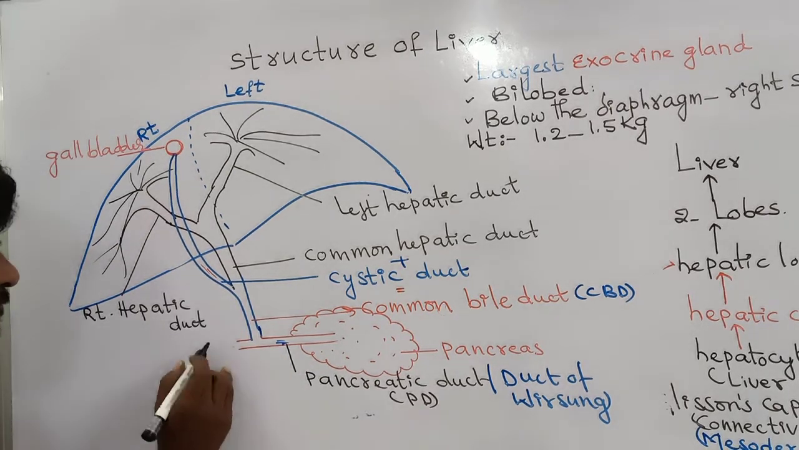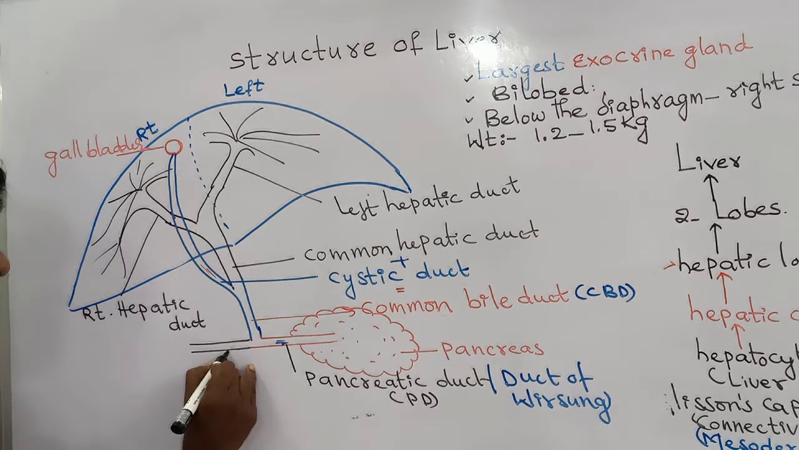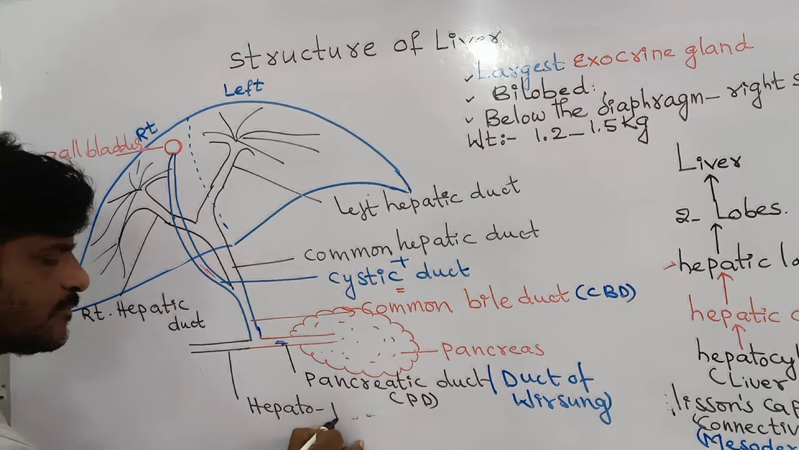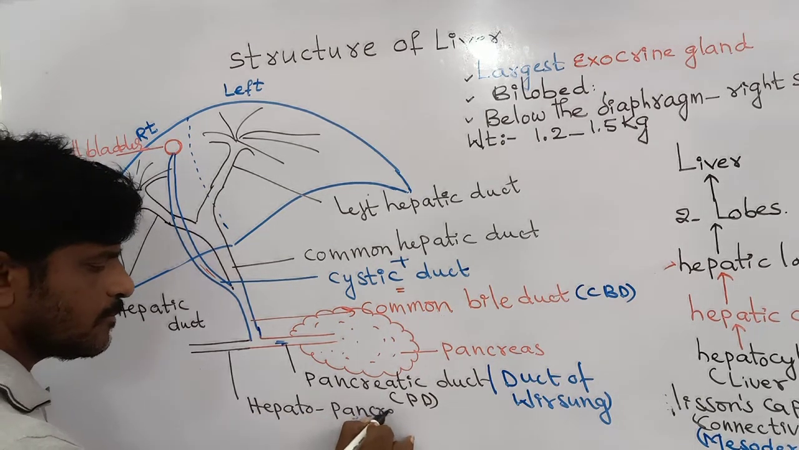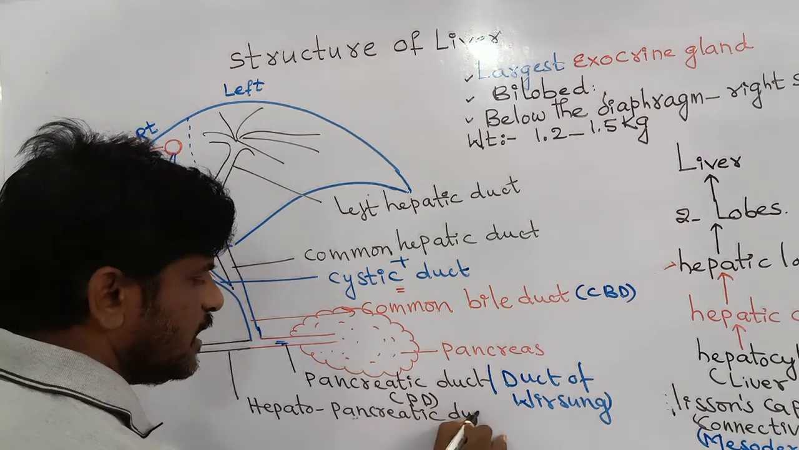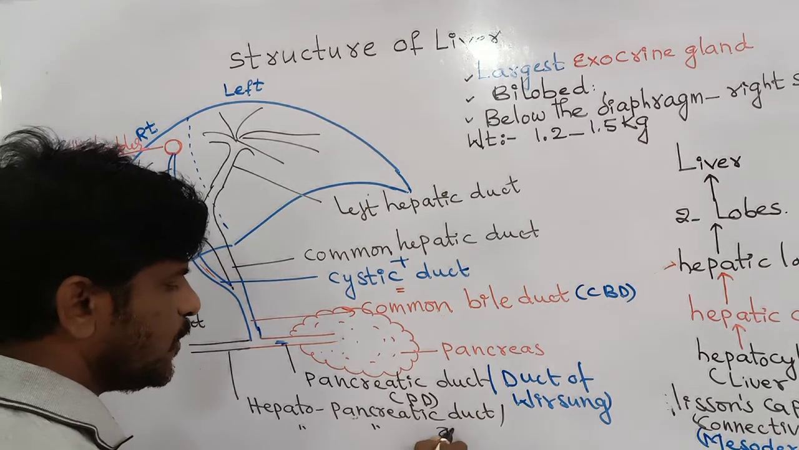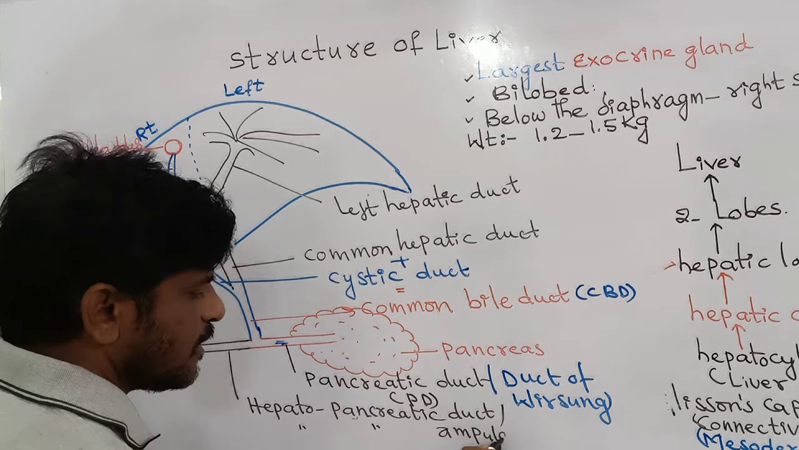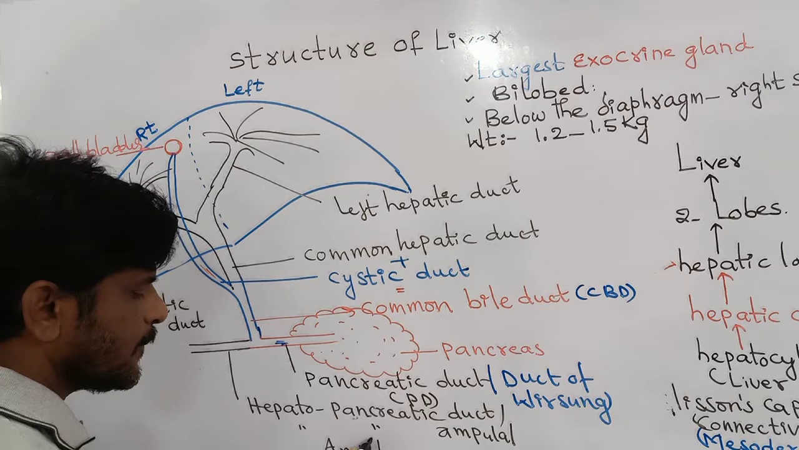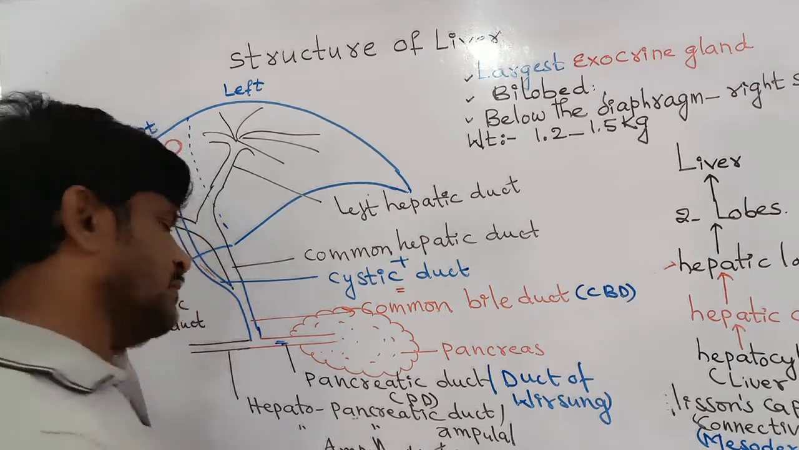PD plus CBD forms the common duct. This duct is called the hepatopancreatic duct, or hepatopancreatic ampulla, or ampulla of Vater. Ampulla of Vater. I repeat once again.